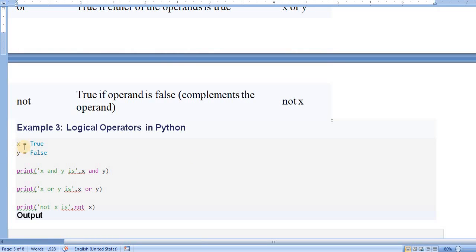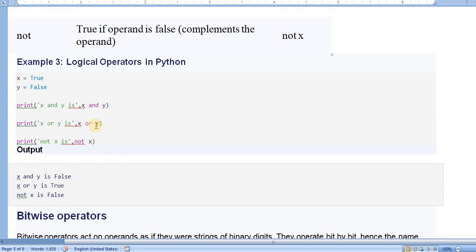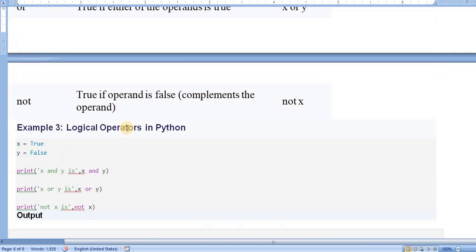So logical operators in Python: x is true and y is false. When you execute this expression, you will get the result of x and y. x and y is false because the first operand is true and the second operand is false. So first it finds the true, then it moves to the second operand. The second operand is false, so it returns false. x or y, because the first operand is true, it returns true, the x will return. And not x, x is true, so it returns false. Okay, so in this way the logical operators evaluate.